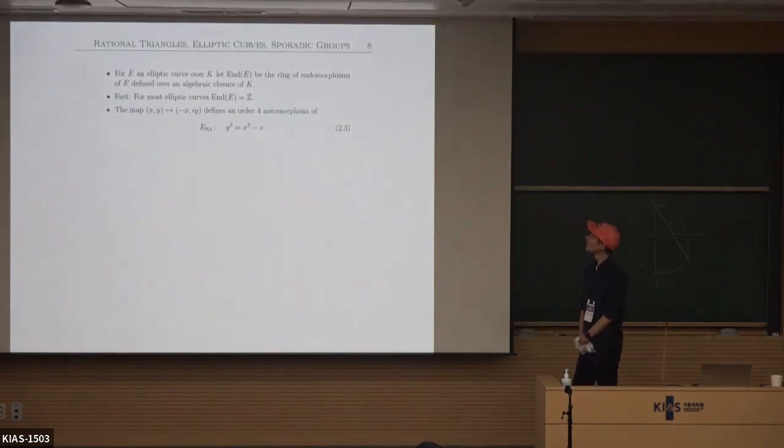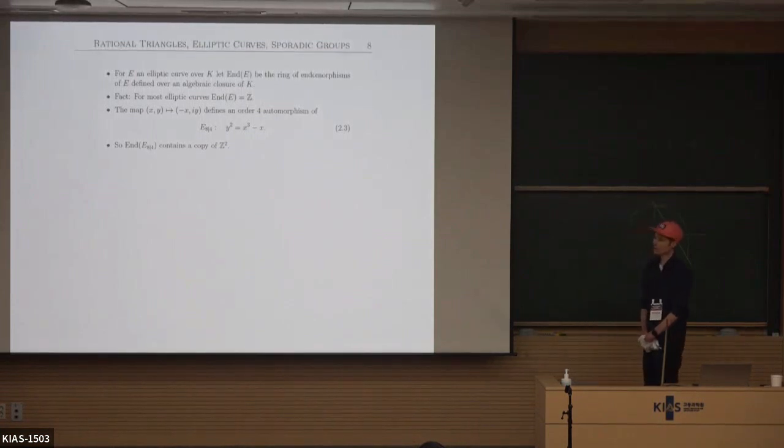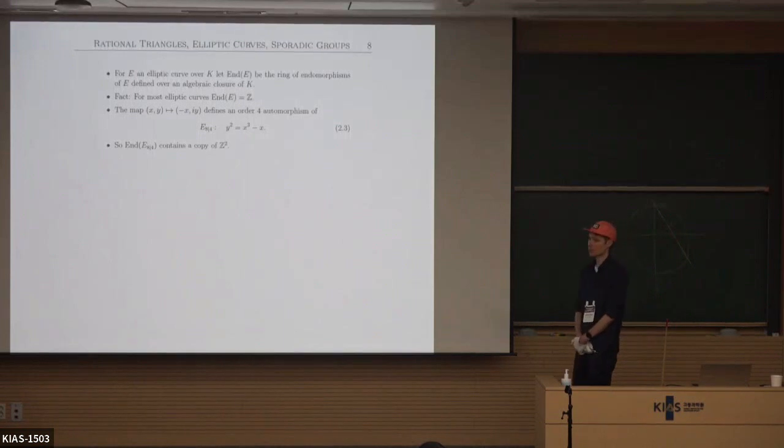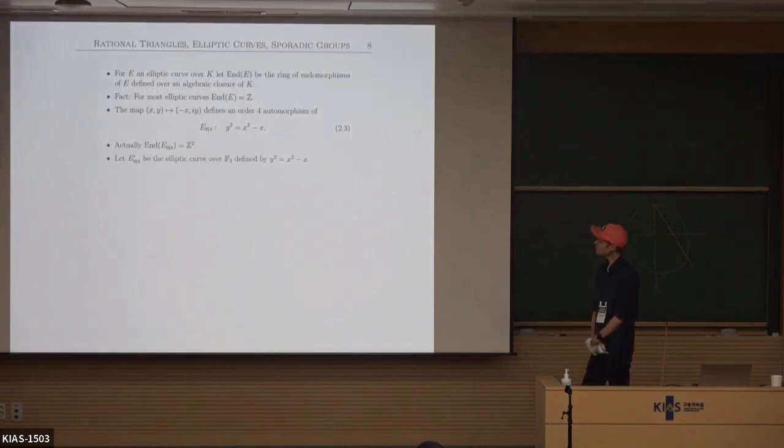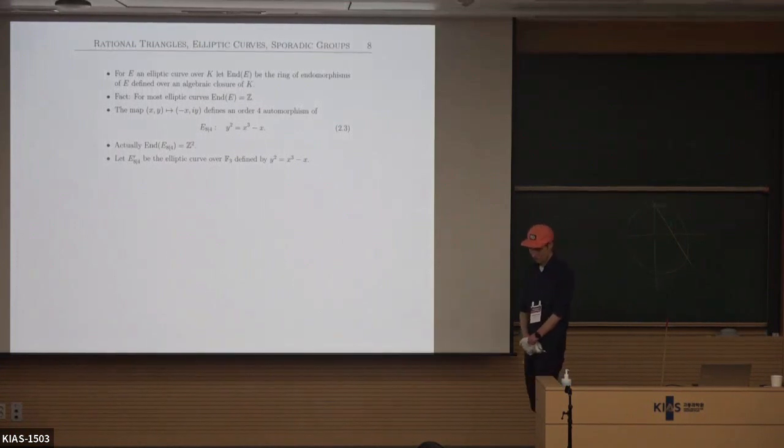But this example that appears in the congruent number problem, this elliptic curve at the base of the congruent number problem, has a little bit more. There's an order 4 automorphism right there. As a consequence of this, you get a copy of Z[i]. Well, Z adjoin i, but as an abelian group, you've got a copy of Z squared, and in fact, that's all you get.